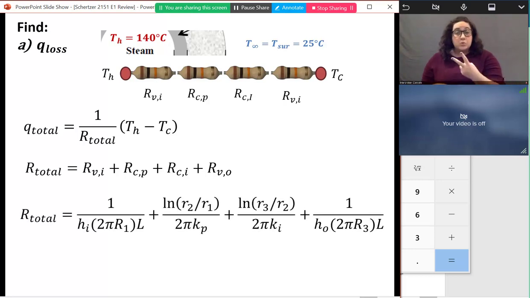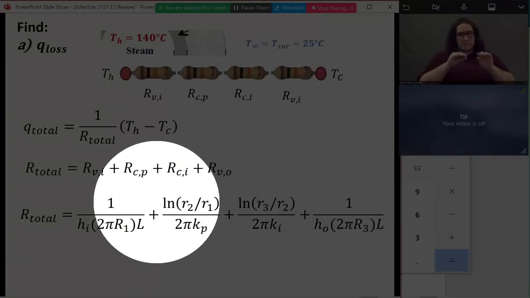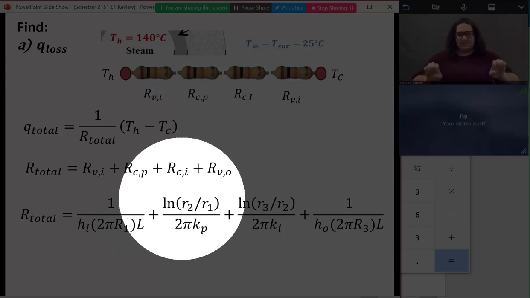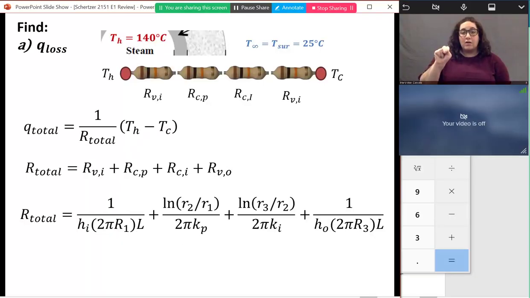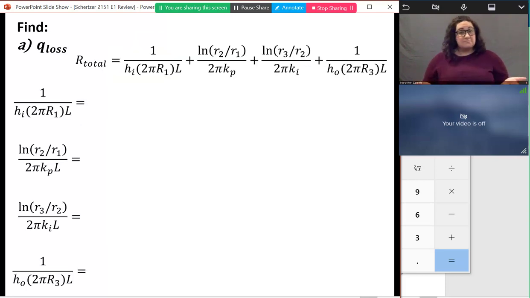So I look on my equation sheet and I can find resistance for convection, which is 1 over hA times the length. And then I have this equation here with the natural log on top for my resistance to conduction through a cylindrical shell. It's nice. I've got these equations, and I feel like from the picture of the problem, I know all of this information. So I'm going to start to calculate things.